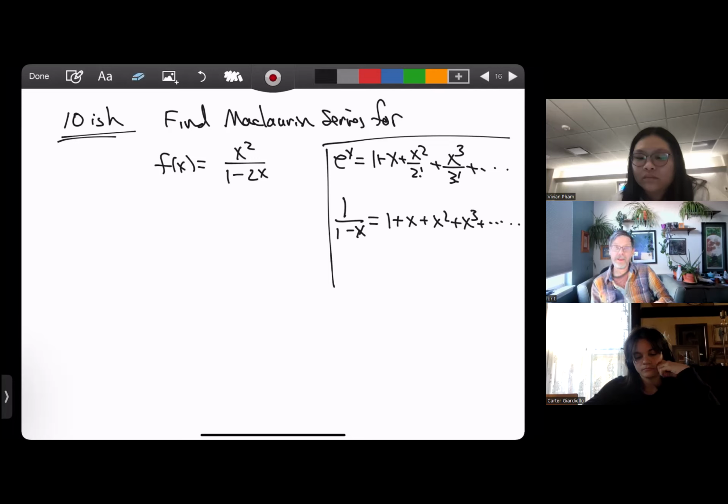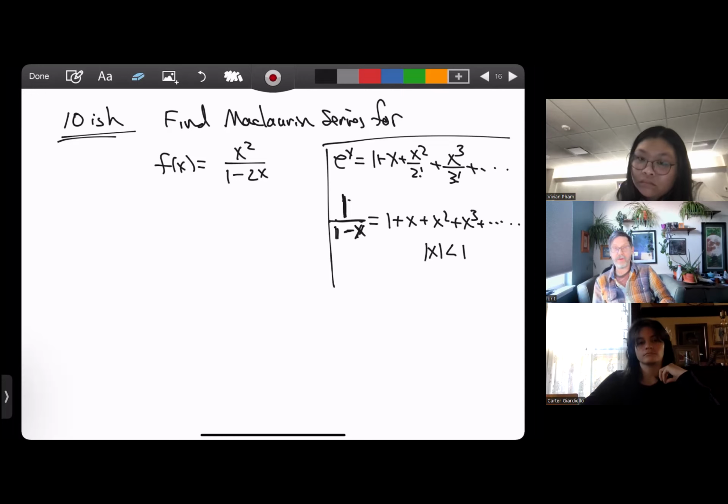Like that. And that's valid when the absolute value of x is less than 1. Just notice that's a geometric series with common ratio x. If you look at the actual series itself, you multiply by x to get from term to term. And that's the sum formula: first term over 1 minus the common ratio.